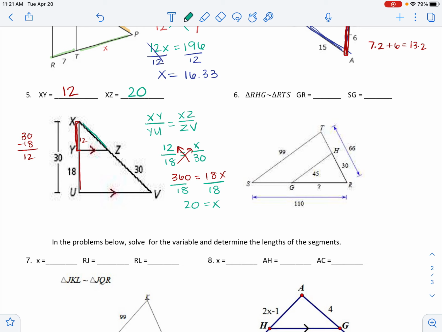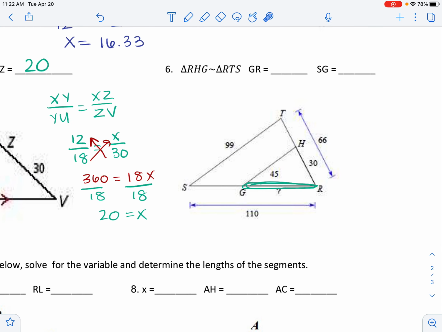All right, in example 6 here, I have that these two triangles are similar. I want to find GR and SG. So GR is this piece right here. I don't know this piece, so I cannot find GS. So really, I don't know these two pieces. I know HR is 30, and then I know that the total distances are 66 here and 110 here. I don't want to subtract and find this missing piece. That's not going to help me. And I can't find this piece without setting up a proportion. So our proportion here has to be a little bit different.